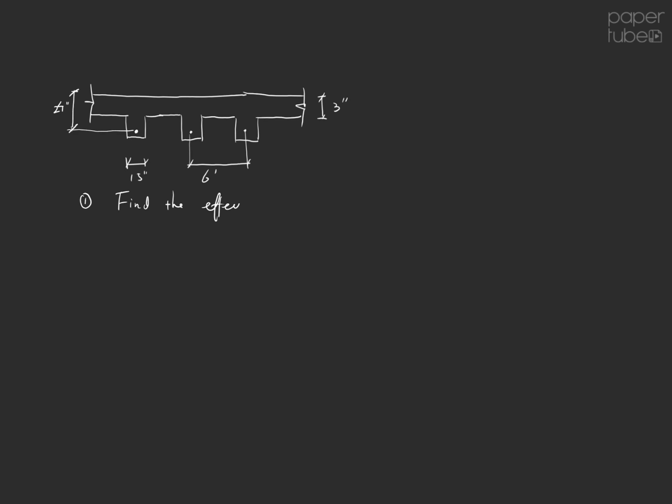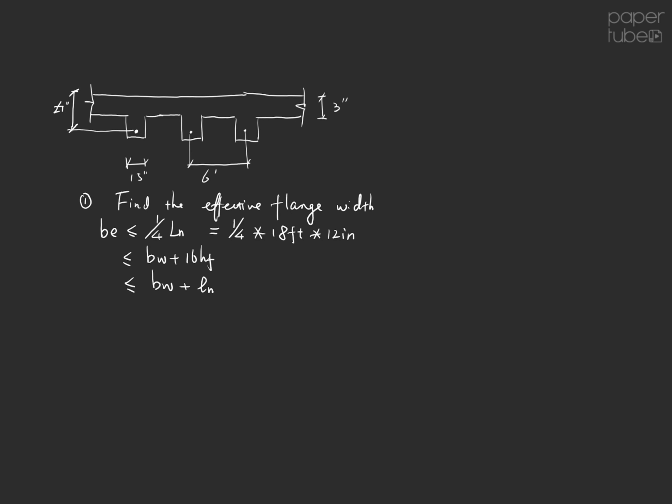All right. The first step, just like what we did before, is trying to find what is the effective flange width. Those are three equations: 1/4 uppercase Ln, smaller than or equal to BW plus 16 HF, smaller than or equal to BW plus lowercase ln. And the first one, 1/4 times 18 feet, that is the length of the beam. I'm going to change that to inch, and that is going to be 54 inch.